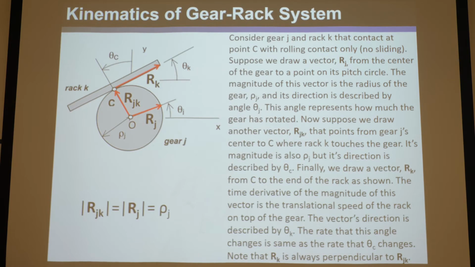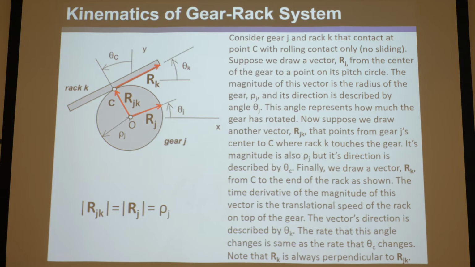Now let's look at the third type, which is essentially rack and pinion. This one is a little tricky because it's a little different here. So consider gear J and rack K that contact at point C with rolling contact only, no sliding. Again, imagine the teeth on the rack and pinion, they can't shear, they're only sliding, so that's where they'll have the same velocity and everything, right?